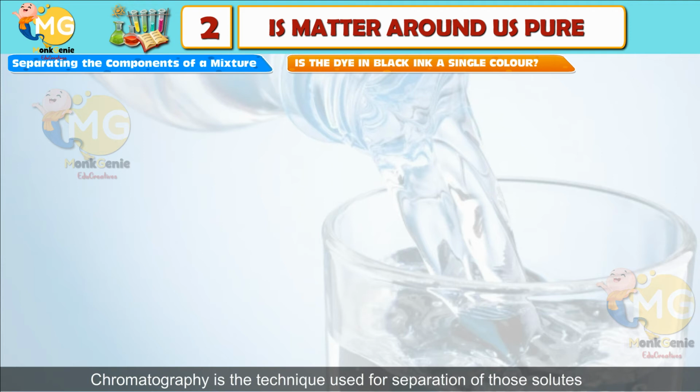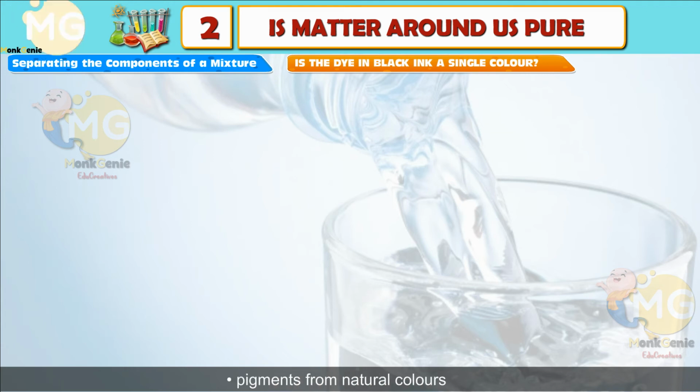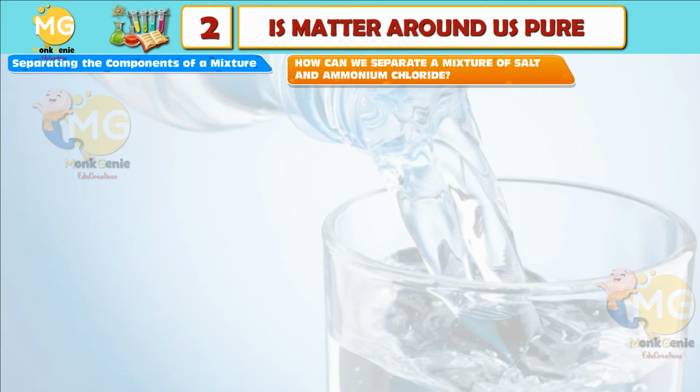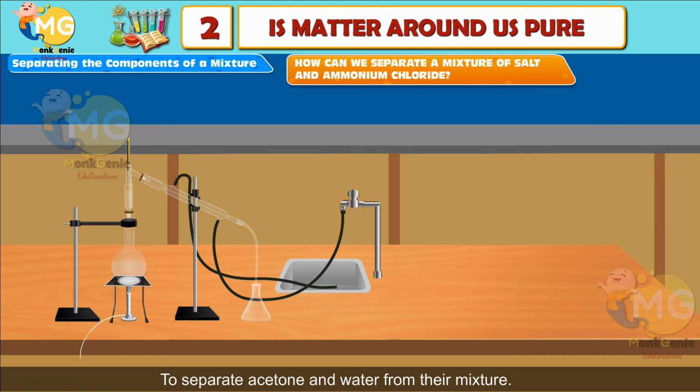Chromatography is the technique used for separation of those solutes that dissolve in the same solvent. Applications: to separate colors in a dye, pigments from natural colors, drugs from blood. How can we separate a mixture of two miscible liquids? To separate acetone and water from their mixture, take the mixture in a distillation flask.